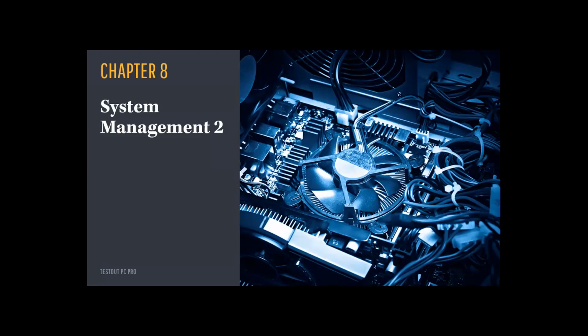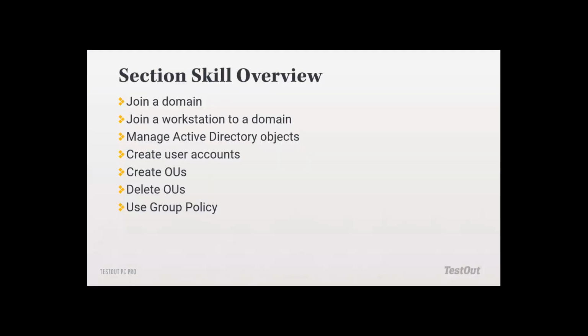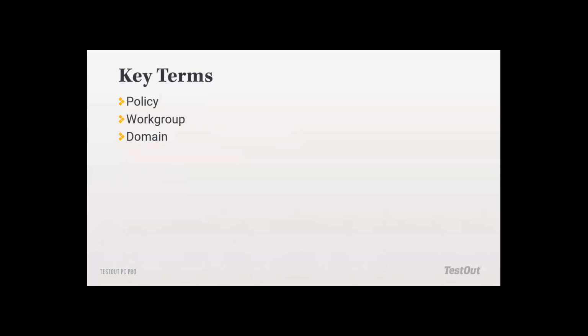Okay. That being said, let me just introduce you real quick to chapter 8. The first module we're going to talk about is Active Directory. Within here, the skills you're going to learn are how to join a workstation to a domain, manage Active Directory objects, create user accounts, create organizational units, delete organizational units, and use group policies. We actually just used group policies in the other interface, so we are going to end at the definition phase.